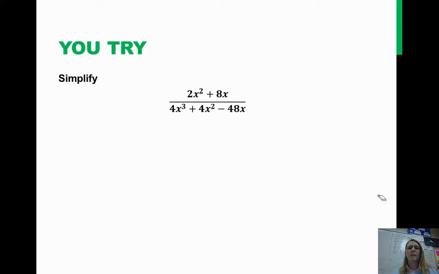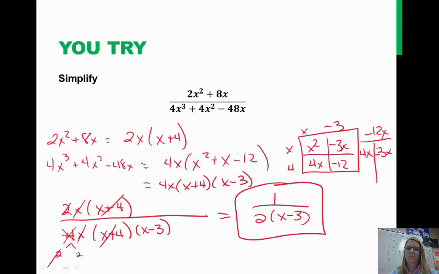Now I want you to take some time to try this. Pause the video and then come back and check your work. Okay, so after you factor each the top, the numerator, and the denominator, you notice that you can cancel out a 2 here. Can cancel out an x and an x plus 4, and notice that there's nothing left on the top, so that means I can leave a 1, and then what is left on the bottom is a 2 and an x minus 3. Hopefully that is what you got, and if you have any questions, bring them to class tomorrow.